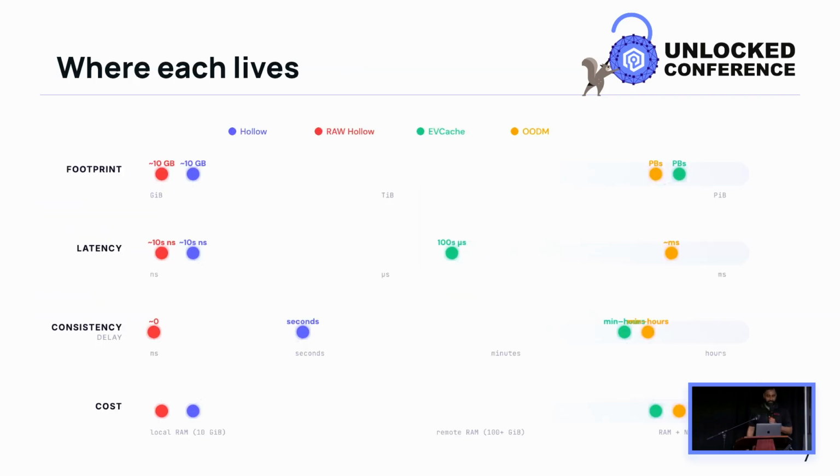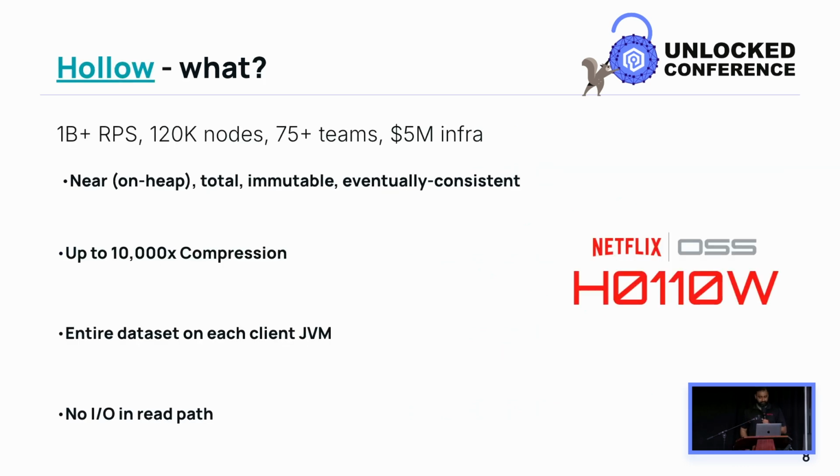And here's the map. Hollow and Raw Hollow share the same tiny footprint, about 10 gigs compressed, but with different consistency profiles. Raw Hollow gives you near-zero staleness, making the cache also capable as a source of truth. EVCache lives in the microsecond latency band, and OODM is in the millisecond, petabyte, minutes-or-hours-of-staleness corner. Next, let's look at each one of these a bit closer.